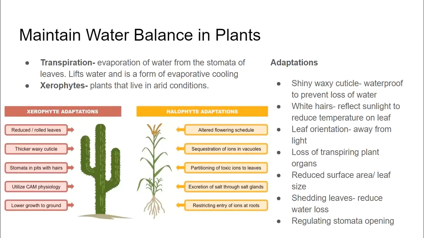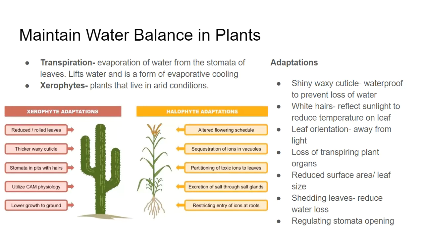The last part of our video for today is how plants maintain their water balance, which is what we would call osmoregulation. Transpiration is the evaporation of water from the stomata of leaves, and this is a process that happens in every plant. It lifts water and is a form of evaporative cooling. We also talk about, in this example here, xerophytes, which are plants that live in arid conditions. We can see in the diagram that we've already identified some of the adaptations that they may possess to help them maintain their water balance depending on the environment that they're living in.